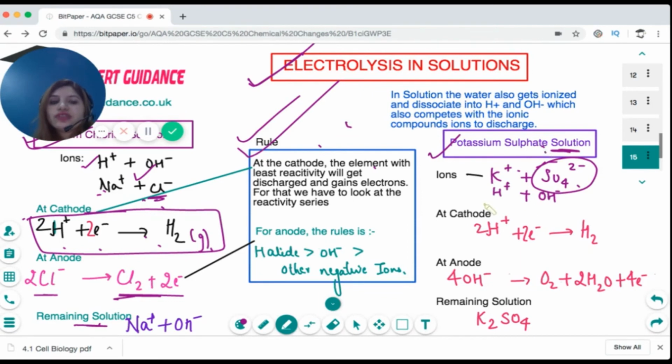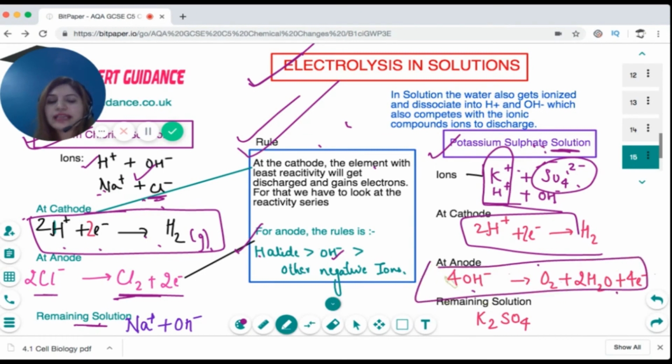So the solution has H+ and OH-. Now we look at the reactivity series for K+ and H+, and we'll see H+ is lower in the reactivity series. So H+ will gain an electron and form hydrogen. For SO4 2- and OH-, we see this rule. It's not a halide. So OH- will lose an electron, and you need to remember this half equation for the hydroxide ion. OH- changes into oxygen, water, and 4 electrons. So in the remaining solution, we have potassium sulfate left. So potassium sulfate did not get electrolyzed. It's just the water that gets electrolyzed.